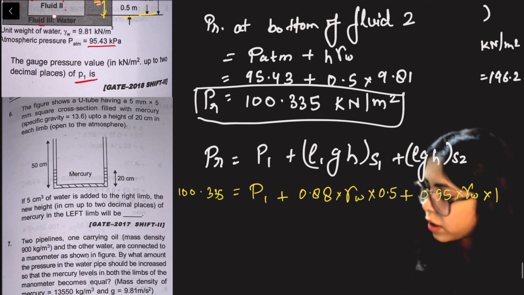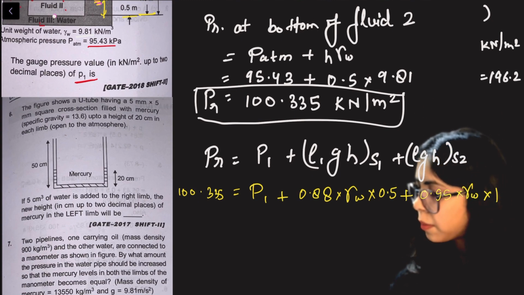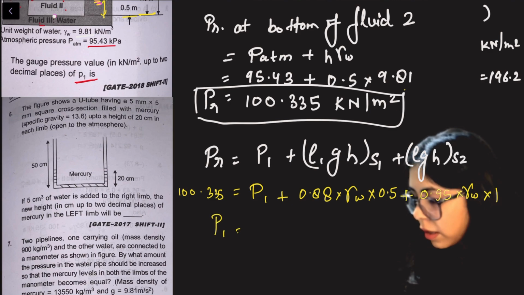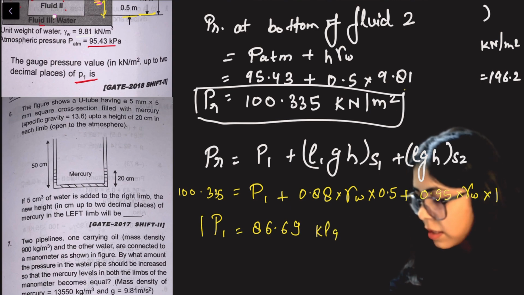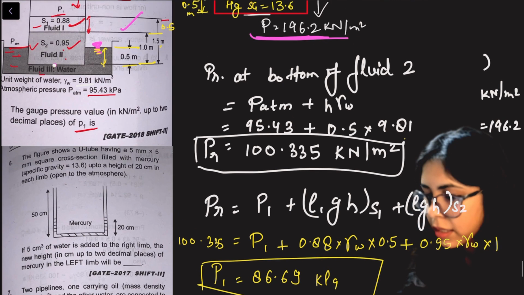So I can put the value of gamma w, that is 9.81. For this I get the final value of P1 as 86.69 kPa. This is the pressure value, 86.69 kPa.